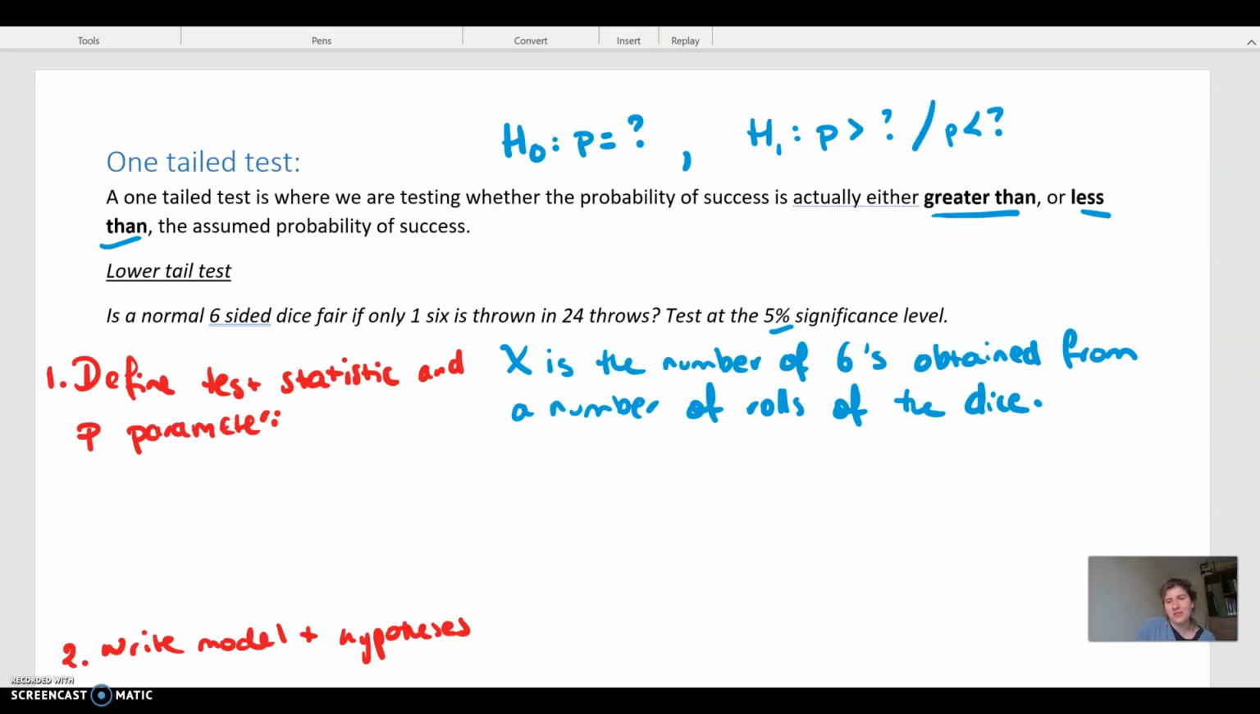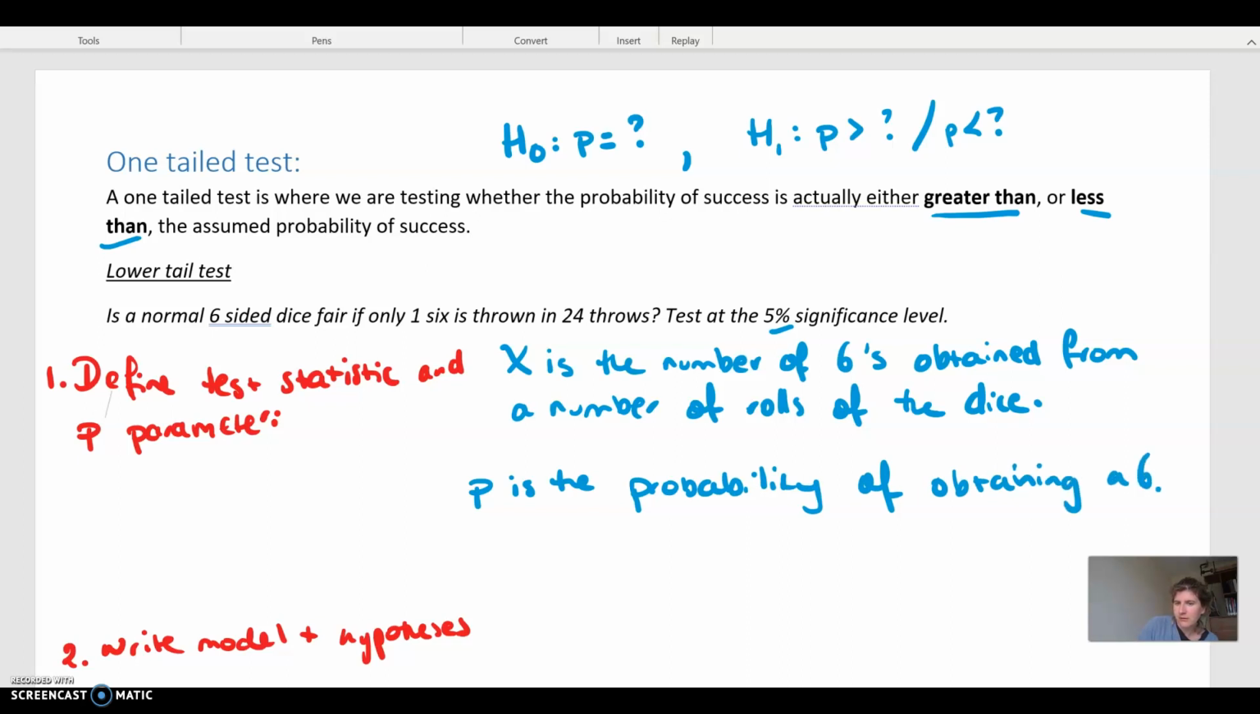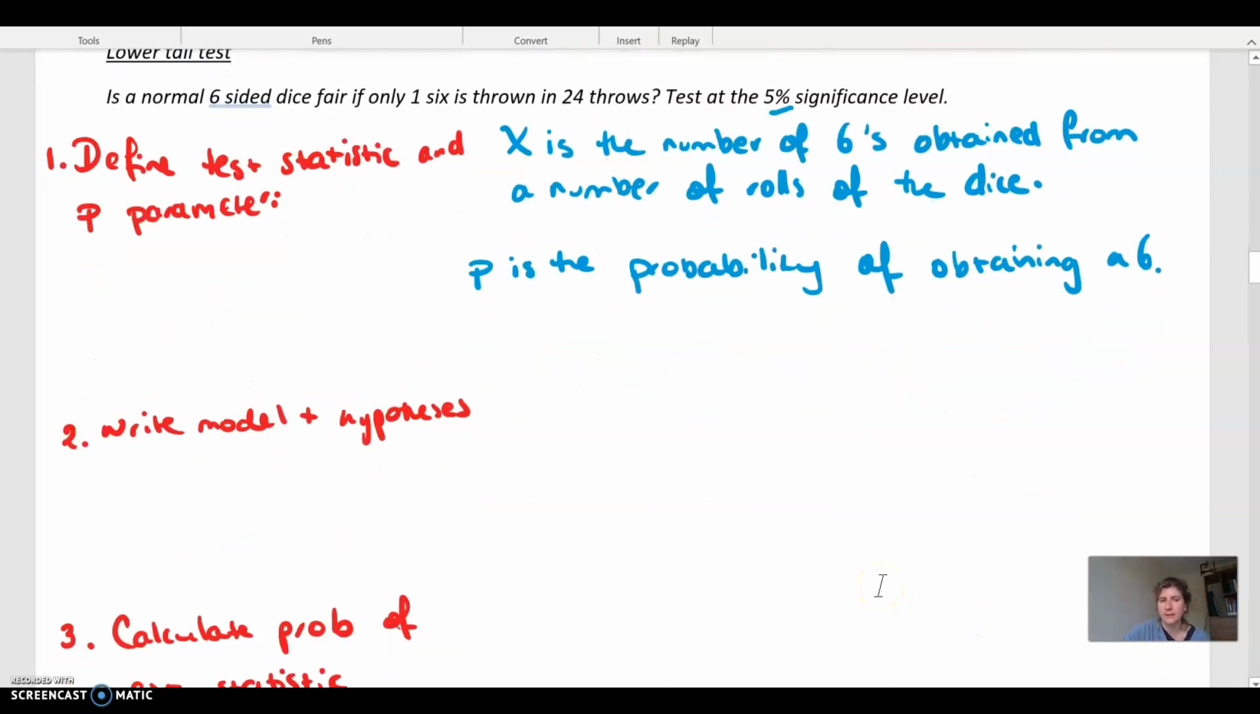The next thing is we want to find what our p-parameter is. So that's what our probability is. In this case, p is the probability of obtaining a 6. So the first couple of steps are all just defining what we know and what we want to find out. The next thing is we want to write our model. When we talk about the model, we're talking about what kind of distribution we're using and what we know from that. And then what our hypotheses are.